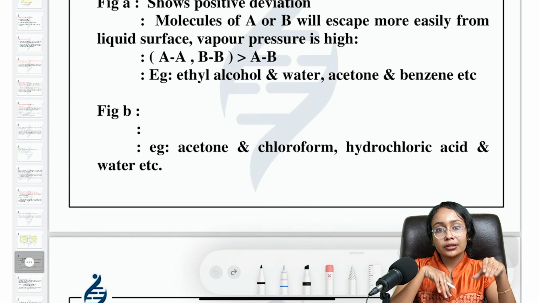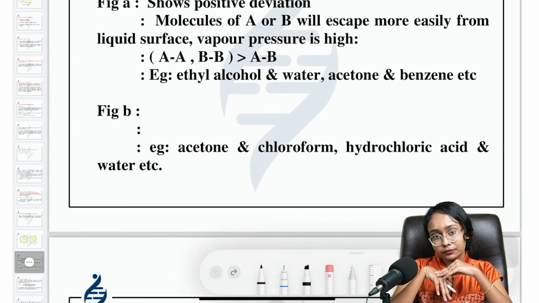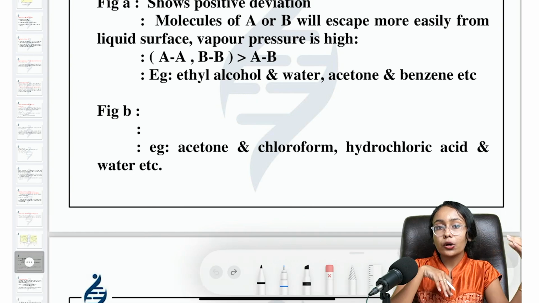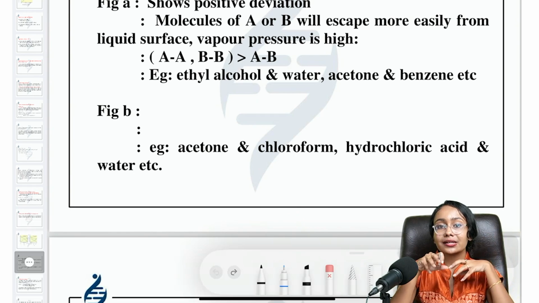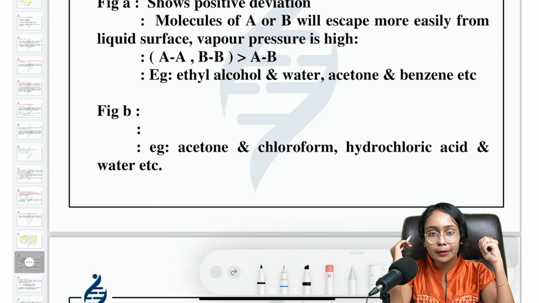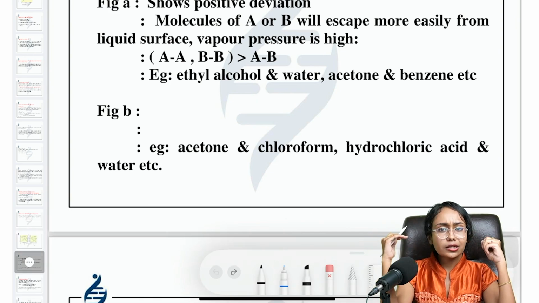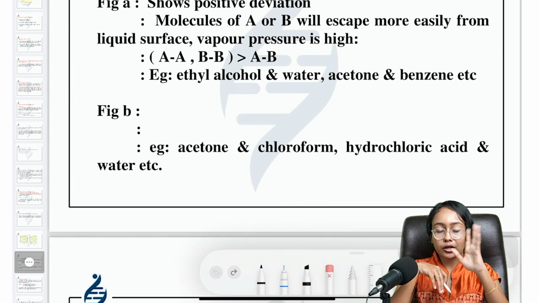In the case of positive deviation, the interaction between solvent particles A-A, B-B, and the interaction between solute particles will be greater than the interaction between solute and solvent. And the enthalpy of mixing and the volume of mixing will be greater than 0. In the case of negative deviation, we'll have the vice versa case. That is, P_A will be less than P naught A chi_A, P_B will be less than P naught B chi_B, and the enthalpy of mixing or the volume of mixing will be less than 0. Even the A-A interaction, B-B interaction will be less than the A-B interaction, the solute-solvent interaction.